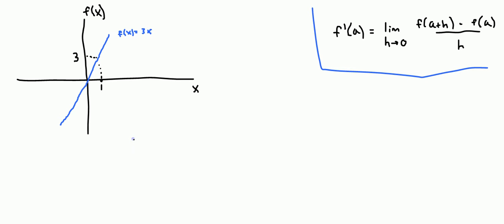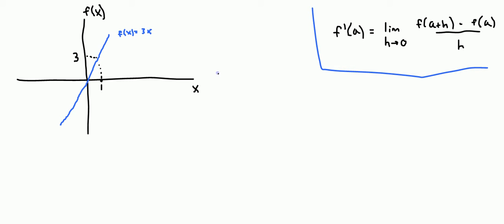In this video, we're going to practice using the definition of the derivative. So I've written it over here as a reminder. f prime of a, the derivative of f at the point a, is equal to the limit as h approaches 0 of f of a plus h minus f of a, divided by h.